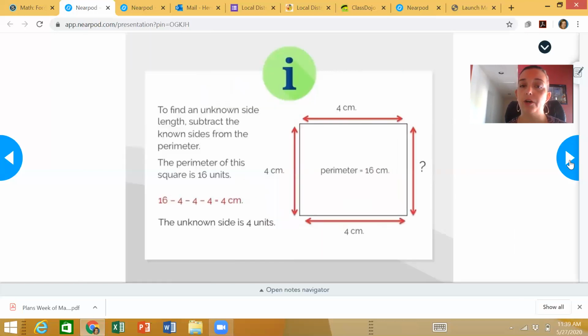To find an unknown side length, subtract the known sides from the perimeter. The perimeter of this square is 16 units. So for this one, we already know that the whole perimeter is 16, and we know these 3 sides are each 4. So if you subtract 16 minus 4 minus 4 minus 4, what you're left with is 4 centimeters. So you know that this unknown side is 4 centimeters.